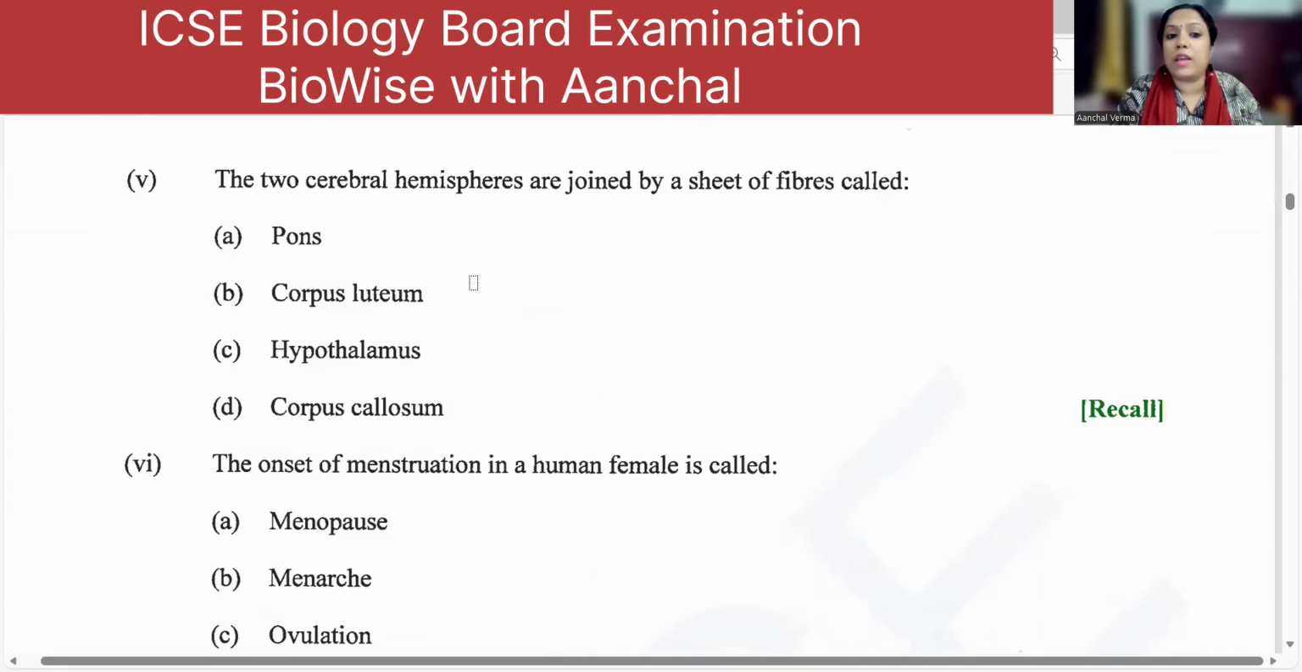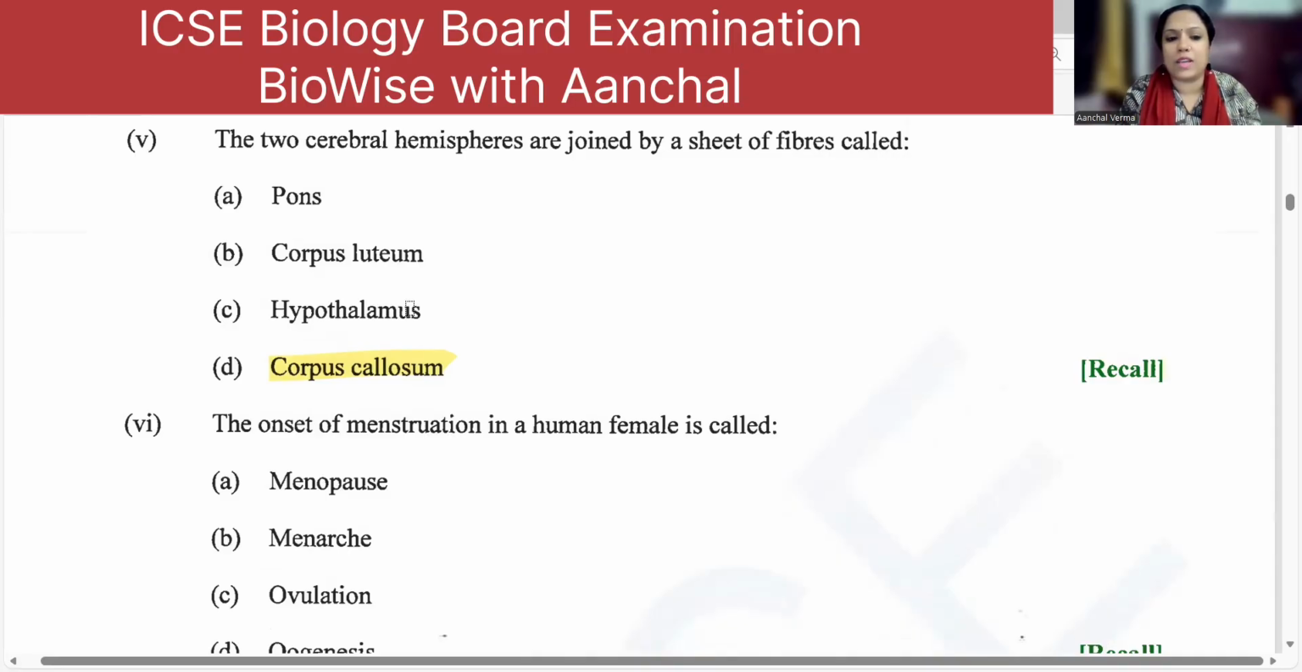The two cerebral hemispheres are joined by a sheet of fibers called, what is that fibrous hard substance present between the two hemispheres which coordinates the two hemispheres? That is corpus callosum. I hope you know all the other terms. Pons is present in the brain stem, right? Corpus luteum is not there in the brain, it is in the ovary, that is after the Graafian follicle has released the ovum, and hypothalamus is below the thalamus, below the corpus callosum.